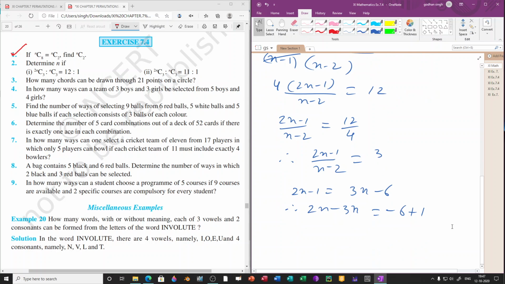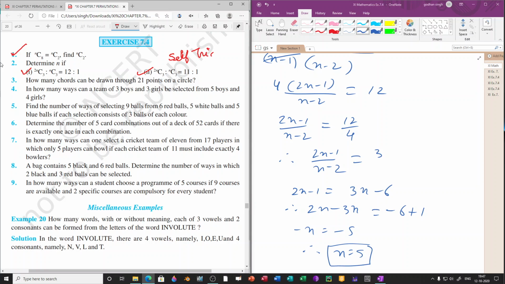So simplifying this further, we will be getting 2n minus 3n, that is minus n, equal to minus 6 plus 1 is minus 5. Therefore what we are getting is n equal to 5. So this question number 2 first part is complete, and the second part is same as the first part. So you will try on your own. So this will be for self trial. So question number 2 second part is for self trial.